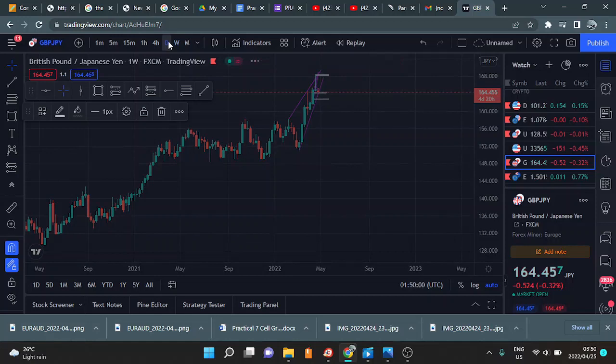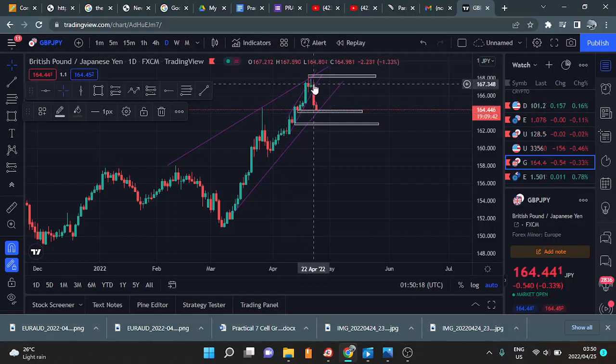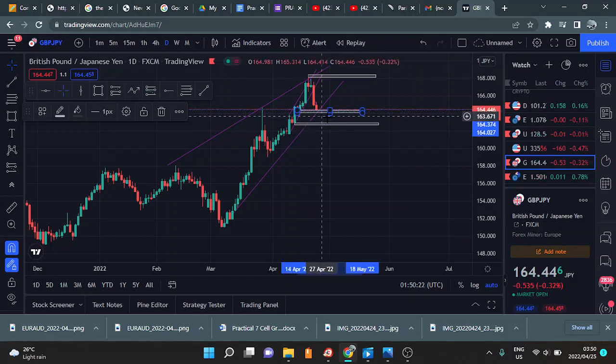Then moving on to a lower time frame. On a lower time frame, as you can see, GBPJPY also created higher lows, higher highs, and higher highs, kept on breaking higher highs, and now it broke down massively. So for one, since it broke down massively, but it hasn't broken the previous higher low.